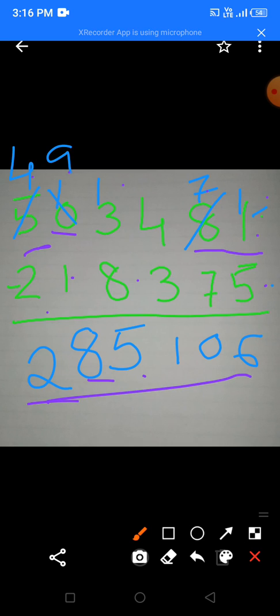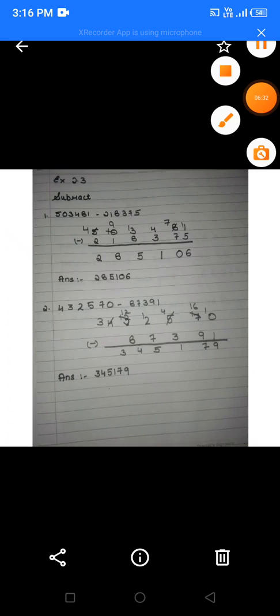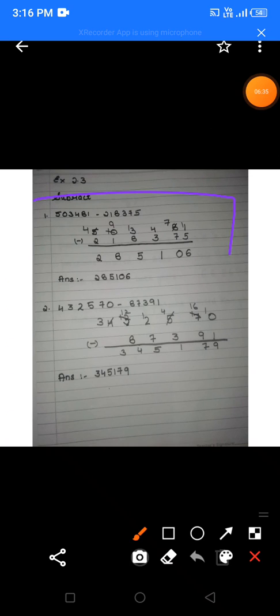Okay children, I hope this is clear. Now you can pause your video and you can look here. I hope this is clear to you. Okay, see, this is the question number 1 where you have subtracted it and you have written the answer. Okay children.